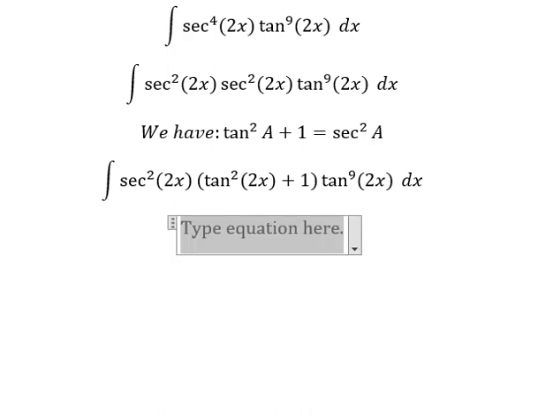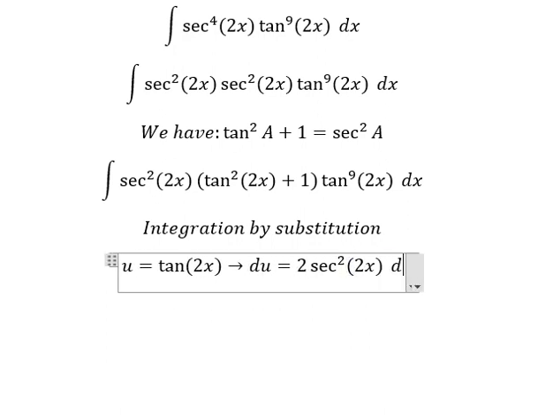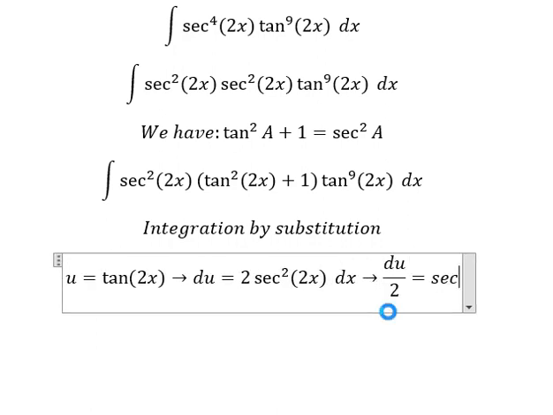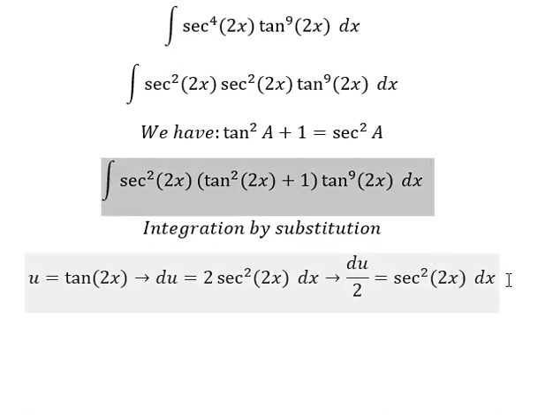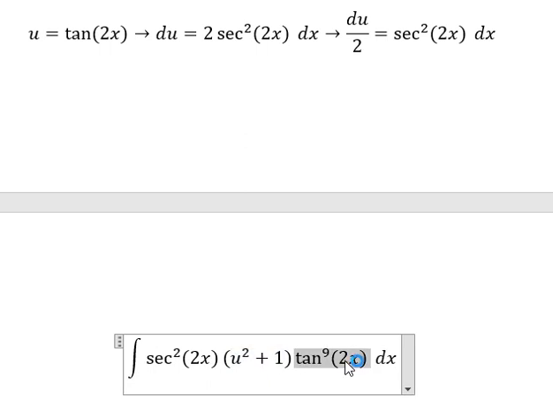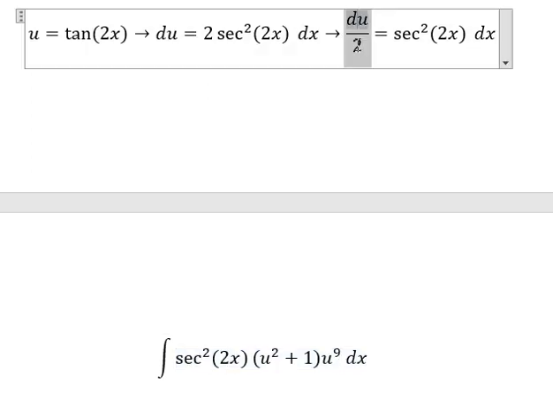Next, we can use integration by substitution. So I will put u equals tan 2x. After that, we need to first take the derivative of both sides. Because we don't have the number 2, we need to divide both sides by 2. So this one we change to u. This one we change to u to the power of 9, secant of 2x dx, which is this one.